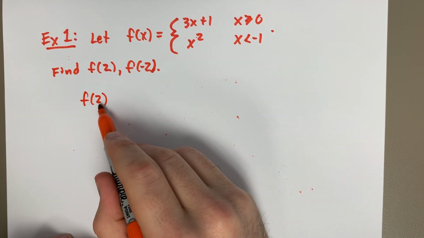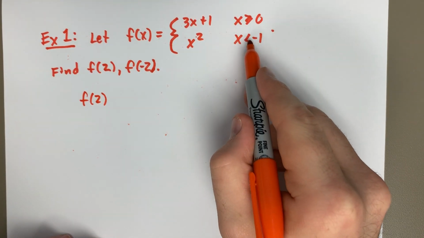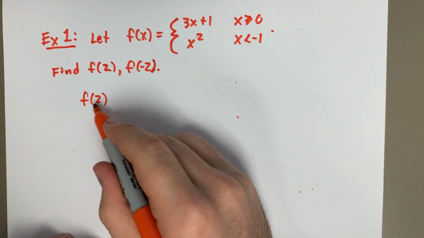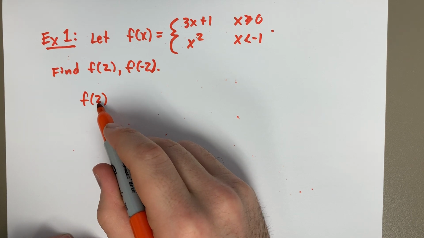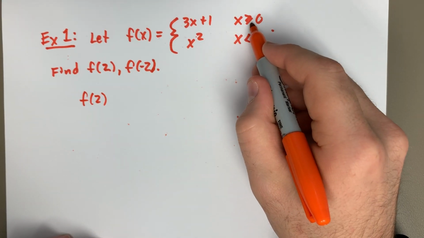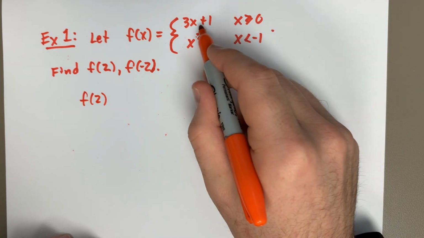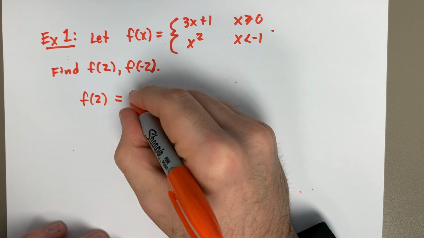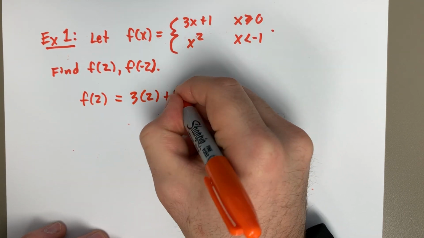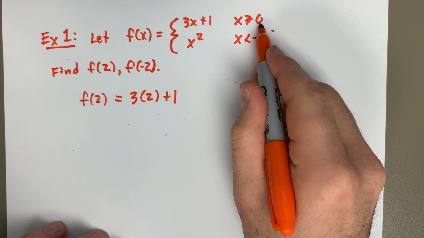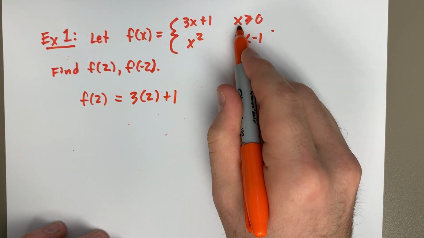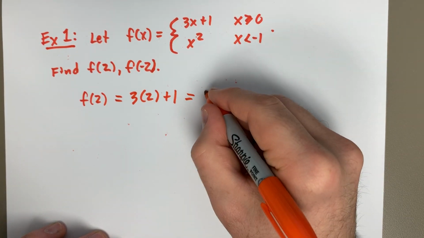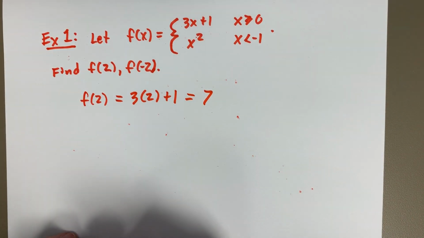So we're trying to plug in 2 here, and these conditions tell us exactly what to do under certain cases regarding our input. So our input is 2. So when 2 is bigger than or equal to 0, and it is, we're going to use this function. All right? This turns out to be equal to 3 times 2 plus 1, because 2 is bigger than 0. We use this function when x, our input, is bigger than or equal to 0. Okay? Simplify, I get 7. 3 times 2 plus 1 is 7.